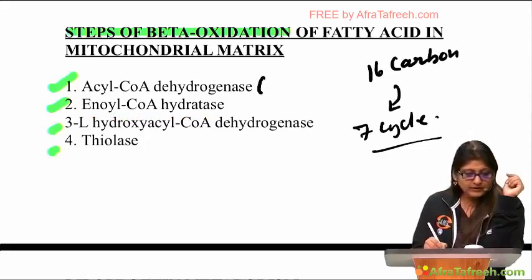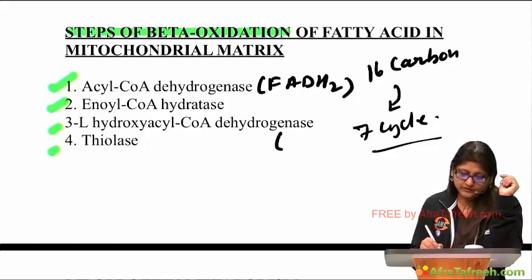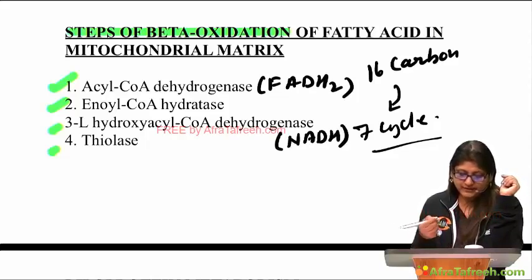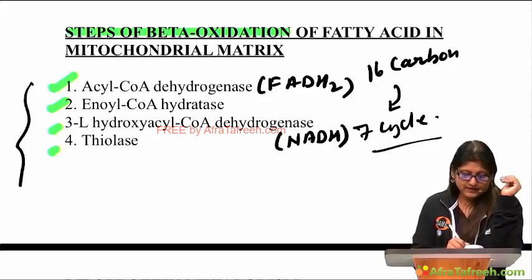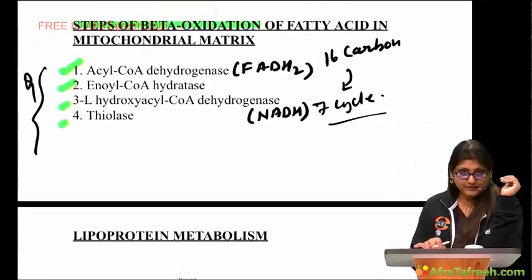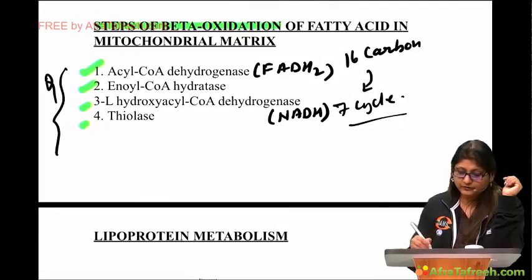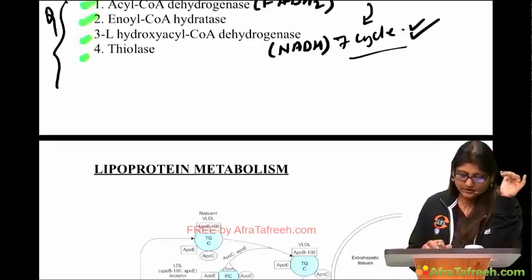And acyl-CoA dehydrogenase produces FADH2 and hydroxyacyl-CoA dehydrogenase produces NADH. So every cycle you are getting 1 FADH2, 1 NADH. So these things you must know. These 4 enzymes are important for each cycle of beta oxidation. How many cycles will be required for 16 carbon? 7 cycles will be required for 16 carbon chain beta oxidation.